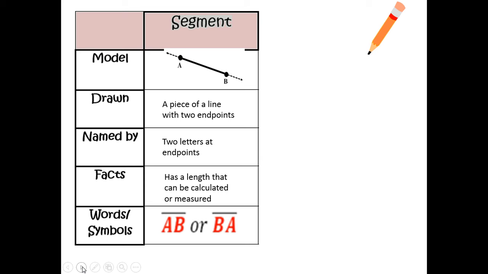So no arrows above, but AB or BA, if you want to go from right to left there, it doesn't really matter what order you put those in. They're both on that segment.